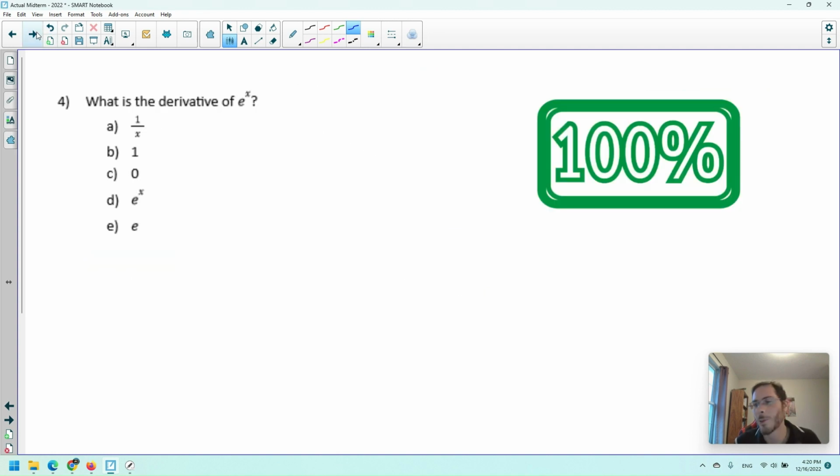Number 4, everyone got this one right, so that's really good. So if you made this question, I'm sure everyone is very happy you made this question. What's the derivative of e to the x? The answer is e to the x. So that's one that we just have to memorize. So there we go for number 4.